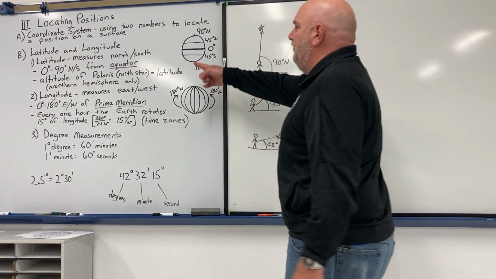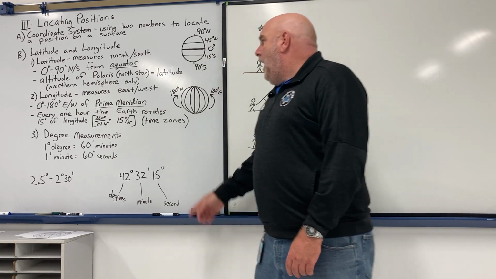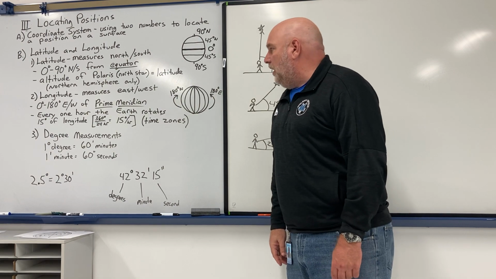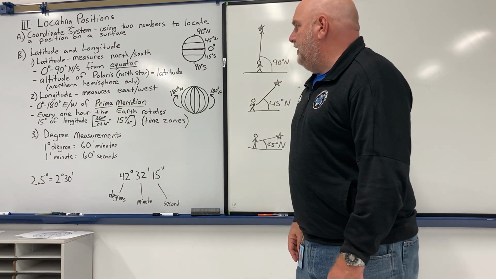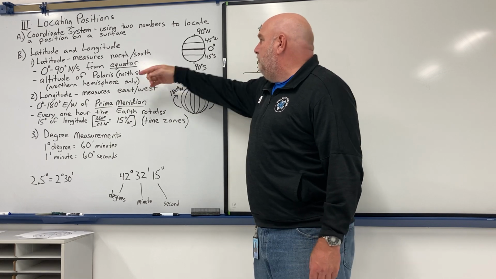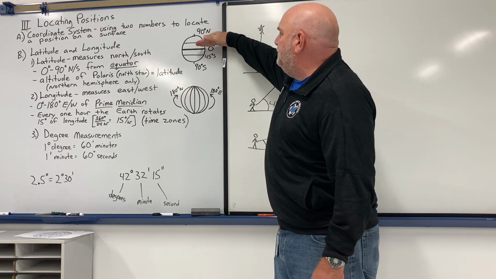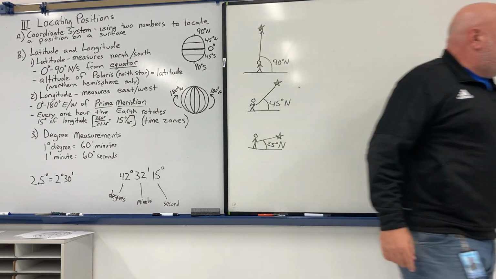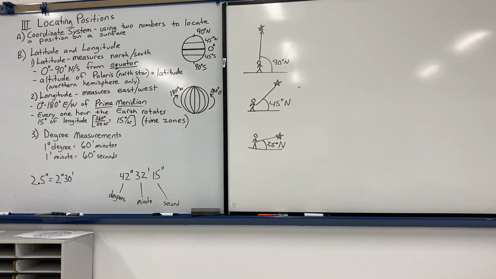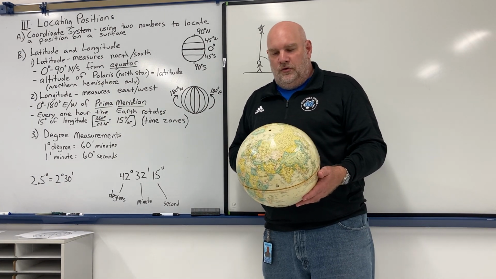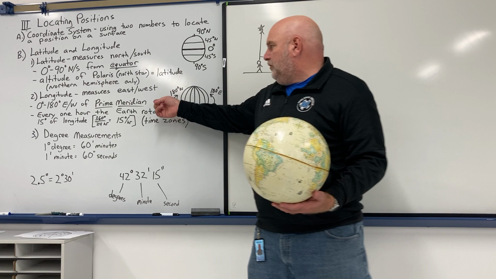That measures how far north and south you are. Longitude measures how far east and west you are. Just like with latitude, our reference point, our starting point, was the equator, measuring how far north or south of the equator you are. With longitude, what they use is something called the prime meridian.